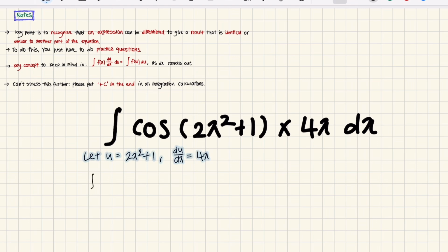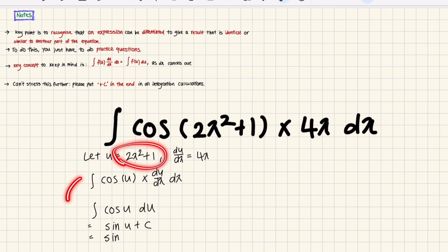So we have cos u times du/dx and dx. The dx cancels out, so we end up with cos u du. The integral of cosine is just sine. So we end up with sine u plus c. And we also have to substitute back the 2x, this part, into u. So now we have sine of it plus c.